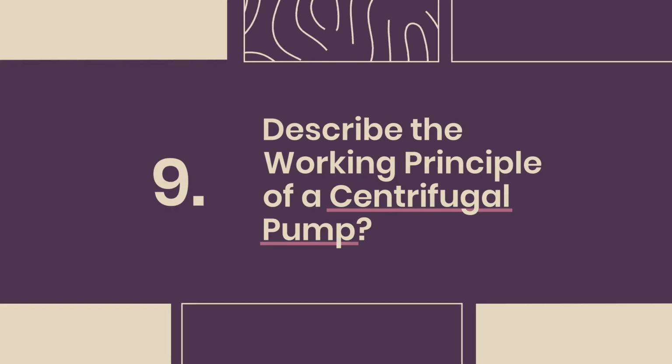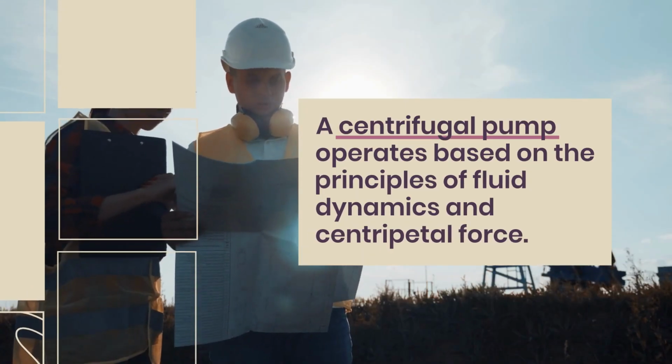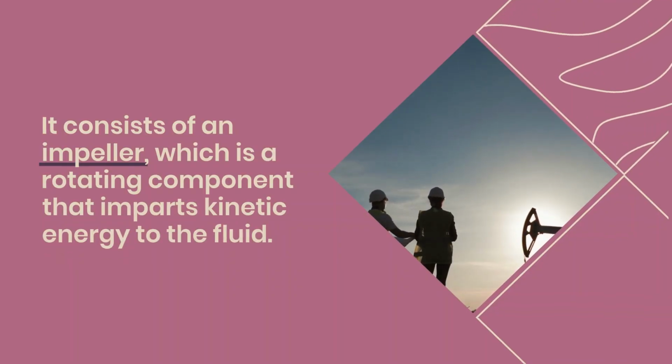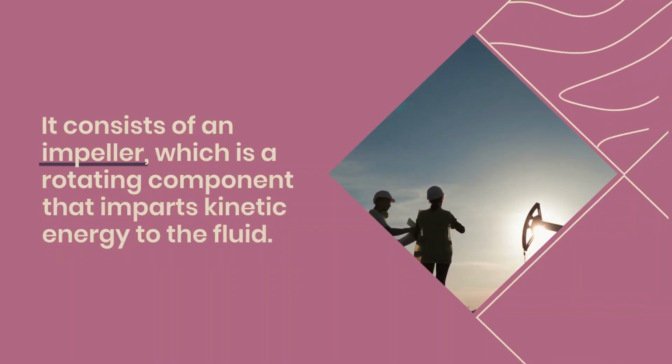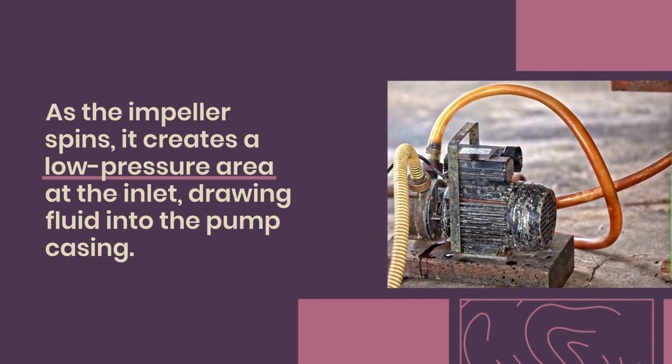9. Describe the working principle of a centrifugal pump. A centrifugal pump operates based on the principles of fluid dynamics and centripetal force. It consists of an impeller, which is a rotating component that imparts kinetic energy to the fluid. As the impeller spins, it creates a low pressure area at the inlet, drawing fluid into the pump casing.